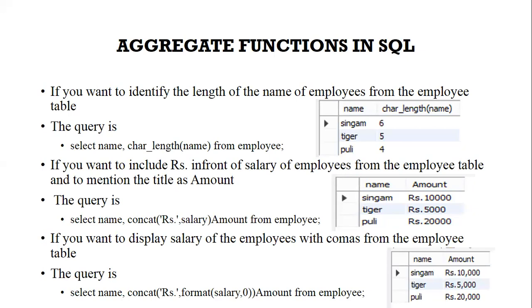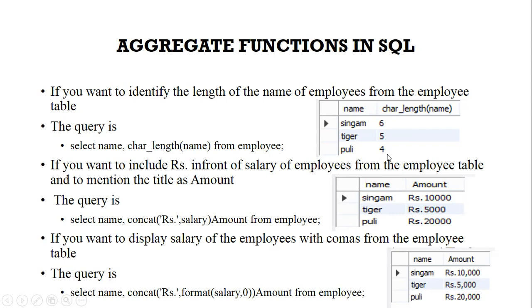If you want to identify the length of the name of employees from the employee table, you can use this query: select name, comma, char_length of name from employee. So this query will display the length of the name which is present in the employee table. So you can see here Singham has the length of 6, Tiger has the length of 5, and Puli has the length of 4.